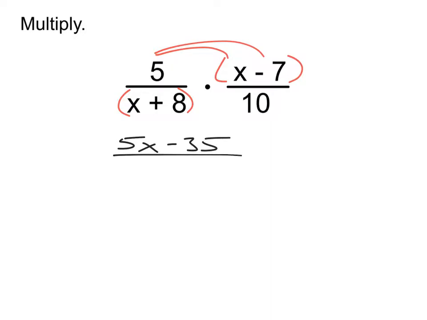And on the bottom, that 10 ends up multiplying by both the x and the 8. And so we end up with 10x plus 80 on the bottom. And then reduce from there.